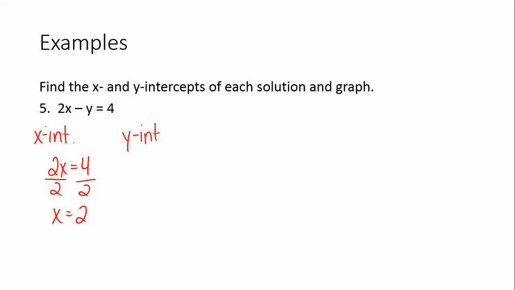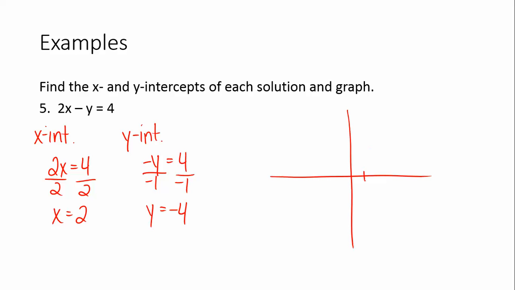For the y-intercept, similar, the x term goes away because I'm plugging 0 in for x. We have negative y equals 4. Please make sure you understand that that minus sign goes with the y. So then I need to divide by a negative 1 and get y equals negative 4. So now when we go to graph an x-intercept of positive 2 and a y-intercept of negative 4, we want to connect our dots to draw the line. Hopefully you got that one right. If not, you can see where you made your mistake.